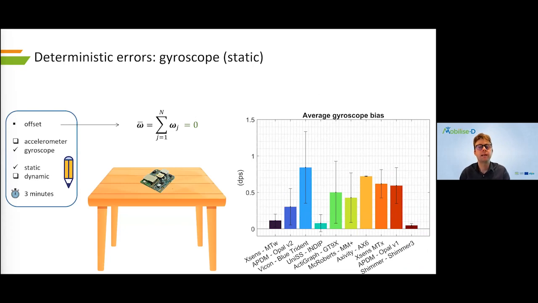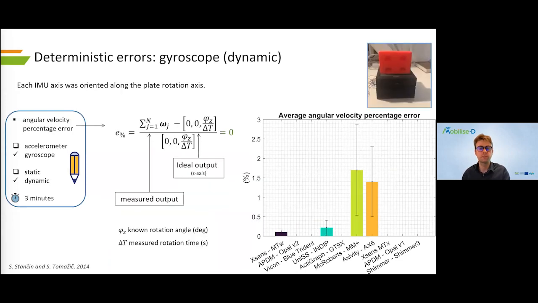In this test, the mean value of the gyroscope was computed during 3 minutes of static acquisition. Ideally, the gyroscope offset, responsible for the huge orientation and position errors, should be equal to 0. The last test was designed to compare the ideal and the measured angular velocity output during dynamic acquisition. The ideal output is defined as the ratio between the total amount of rotation angle, which is known, and the measured rotation time. Ideally, the angular velocity percentage error should be equal to 0.